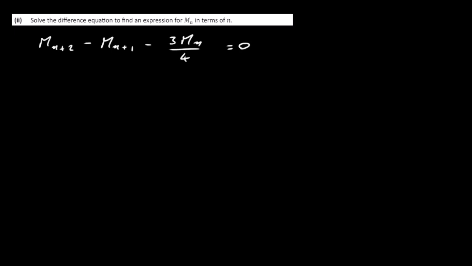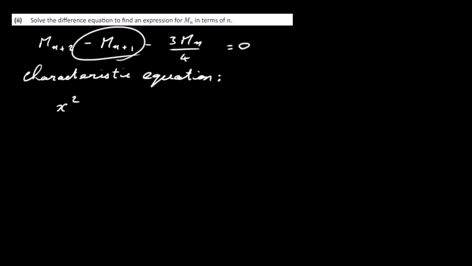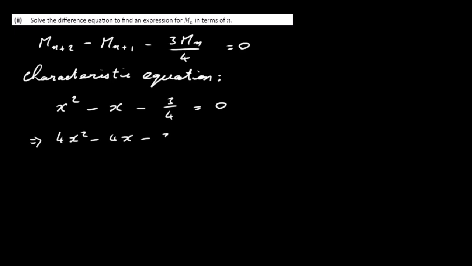So we've got to write down our characteristic equation first. Our characteristic equation, I'm going to use x here. This is going to be our x squared, this is the x, and this is the constant then. So it's just 3 over 4 is equal to 0. So we've got to solve this. So I'm just going to multiply across by 4. 4x squared minus 4x minus 3 equal to 0, and we'll do our factorizing.